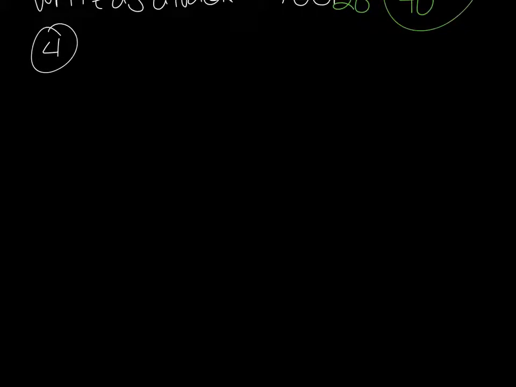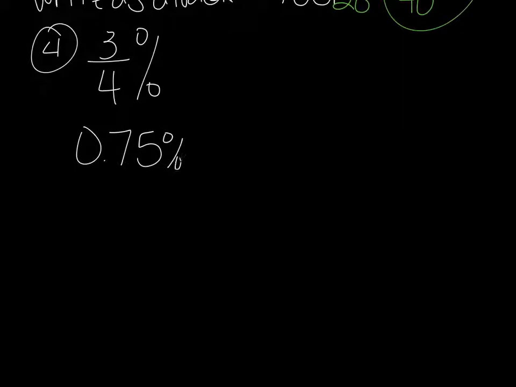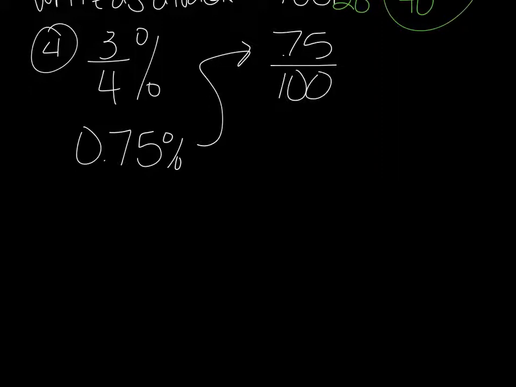Let's write 3/4% as a fraction. Okay, so if we have a nice easy decimal, it's easy to use that. Do I know what the decimal equivalent of 3/4 is? Very good, 0.75. Once again, this is still a percent. It's still 0.75% or 75 hundredths. So now I'm going to take 75 hundredths over 100.